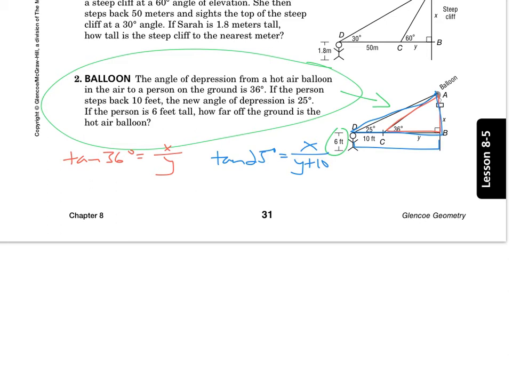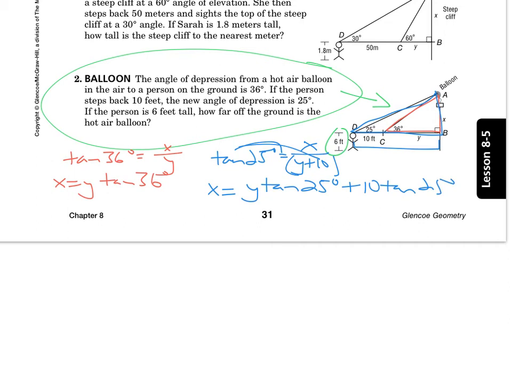So what I suggest we do here is we get the x's by themselves and then set them equal to each other. Okay, so with this red equation, just multiply the y over. We get x equals y times the tangent of 36. For the blue one, we're going to multiply that y plus 10 over. Remember, when we do that, we're going to have to distribute the tangent of 25 to both of those. So I'm going to get x equals y tangent of 25 plus 10 tangent of 25. The way I did that is I distributed the tangent of 25 to both. Remember that the tangent of 25 is just a number. It's just a long decimal.